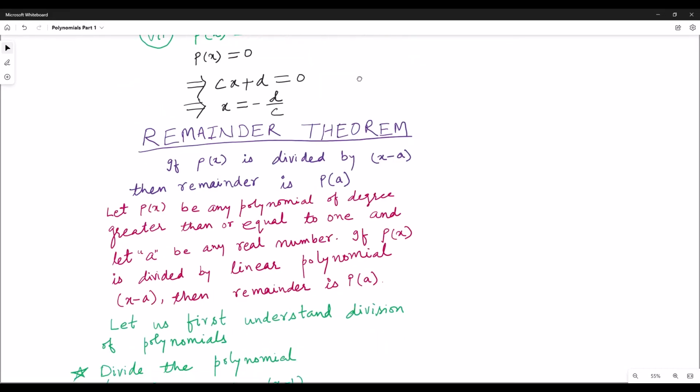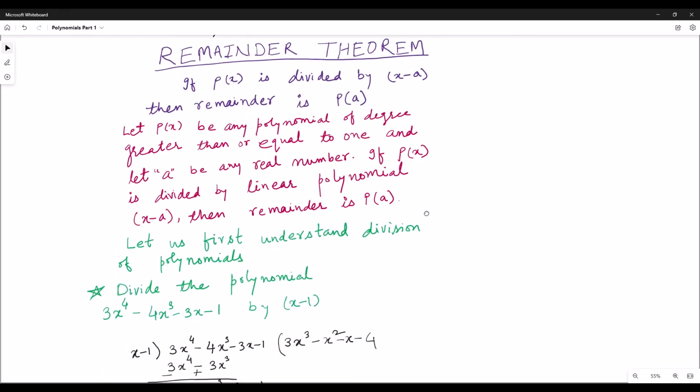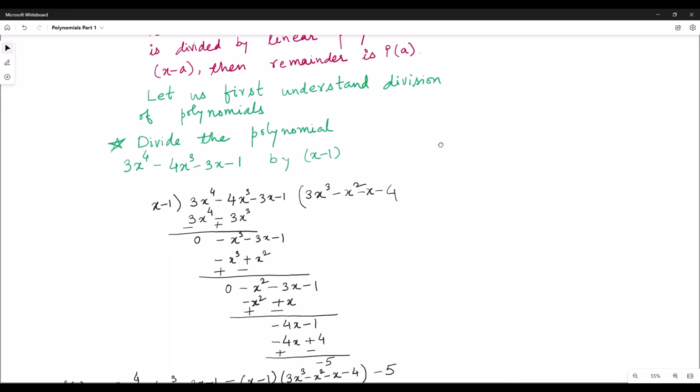So now we have come to a very important and simple thing, the remainder theorem. When we read remainder theorem, it is a big name, and we think that it is a very big thing. But yes, it is important, but it can be proved very simply. If p(x) is divided by x minus a, then the remainder is p(a). At first glance, it looks like how is this happening? So let us see how this is happening.